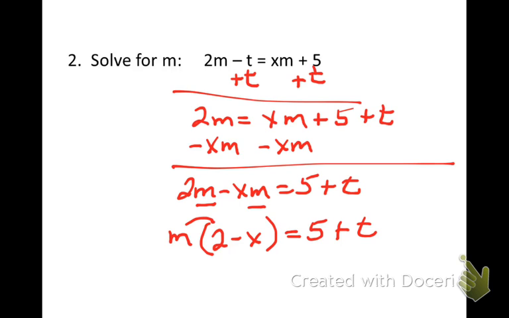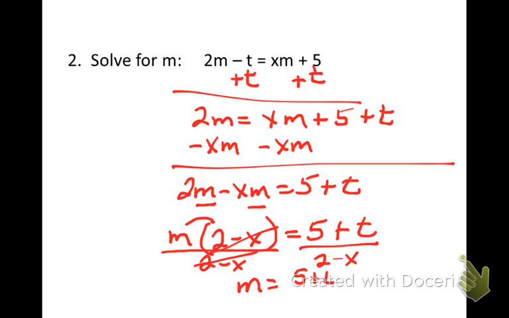So now I want to get the m by itself, so I need to divide by this whole thing, 2 minus x. Can you read that? Let's rewrite that. 2 minus x all over 2 minus x. So these 2 minus x cancel, leaving me m, which is what I wanted. And over here I just have 5 plus t all over 2 minus x. So it's kind of messy looking, but that is my answer.